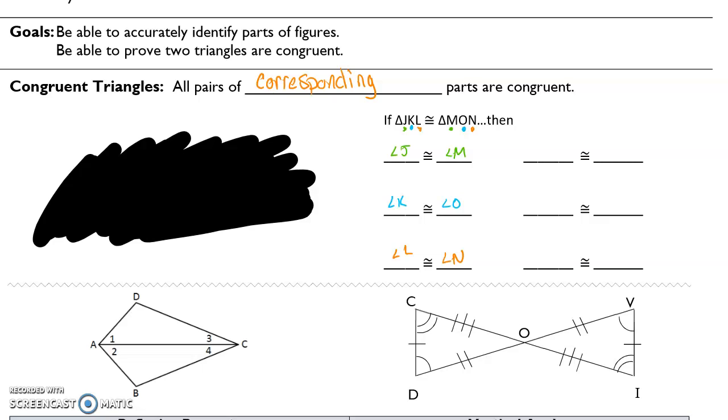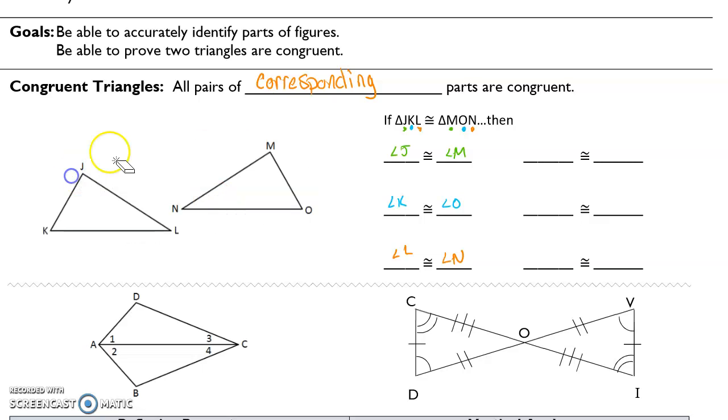Now it might be beneficial to look at these, and once I can look at them, mark my diagram. Angle J is congruent to angle M. Angle K is congruent to angle O, and angle L is congruent to angle N. Notice I have different congruent marks for my congruent angles. You can't mark them the same, otherwise you're showing that they are all congruent to each other.